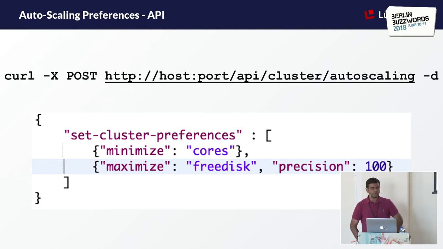The API to do such a thing would be, you would say define cluster preferences. You would define the rules that you care about. So here I'm saying I want to minimize the Solr cores on each node. And if the Solr nodes happen to have the same number of cores, then pick disk space as the metric to say this machine is more loaded than the second machine, right? So you're defining multiple preferences in this case.